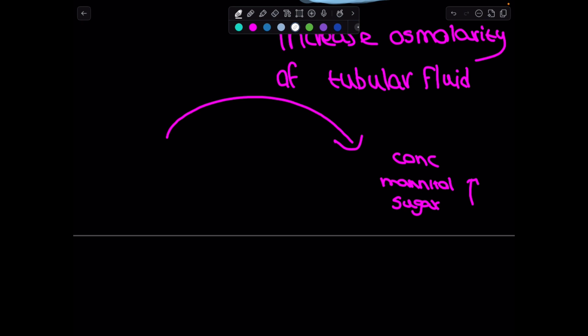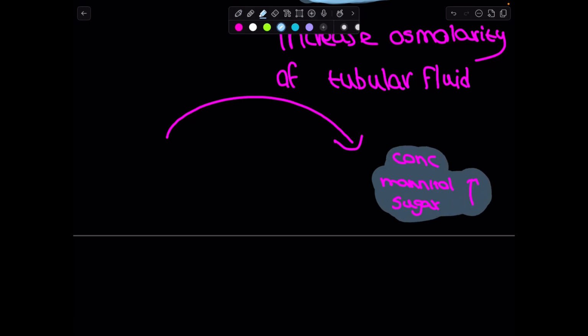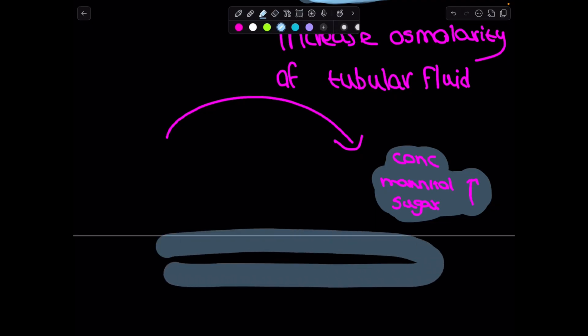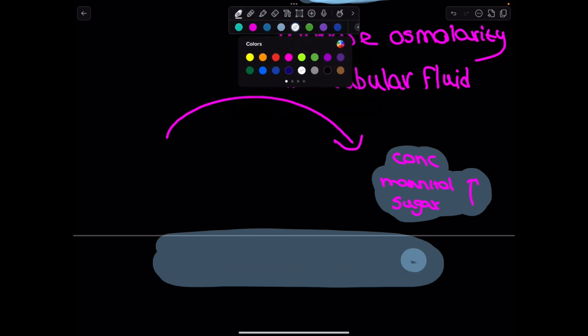So, tell me again how this mannitol sugar increases in concentration? Is it because we literally take it? Mannitol increases the concentration of solutes in the tubular fluid because it's injected intravenously, filtered by the glomerulus into the nephron.